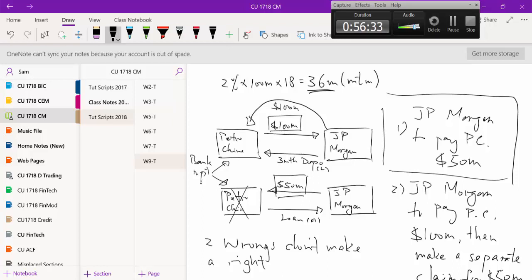So PetroChina has gone bankrupt, so they can't pay. But JP Morgan is not bankrupt, they can pay, so they will because they should. They need to pay back this full amount because legally, it doesn't matter whether PetroChina is bankrupt or not, they have a right to claim on that short-term deposit.